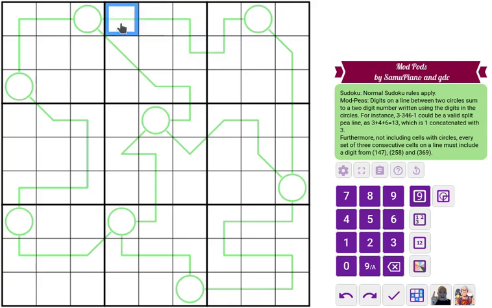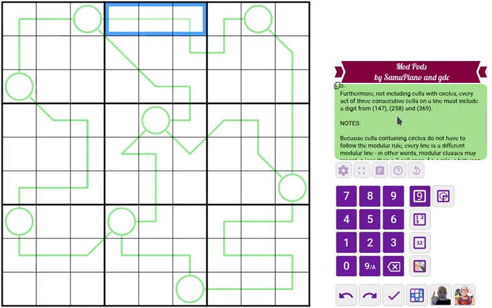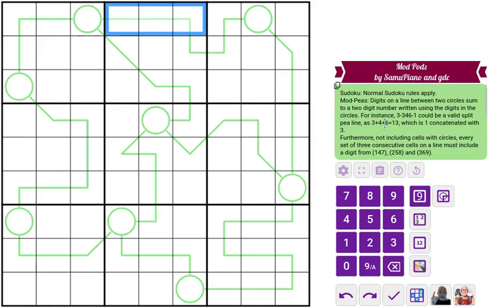It means every three successive cells along the line must contain one digit from each residue set of modulo 3, which are 147, 258 and 369. And you can see them in the columns as a mnemonic. It continues along the line, but not for the pieces.